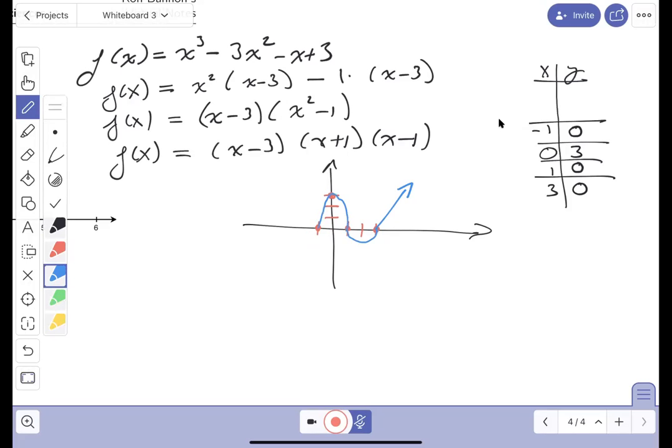Now, if you go below -1, what would be a good choice below -1? I would say probably -2. If you plug in -2, negative, negative, negative. Overall, it's negative. What does that mean? It's below. So I'm going to say this is a rough pre-calc sketch.